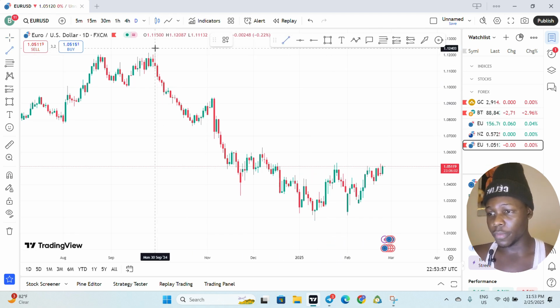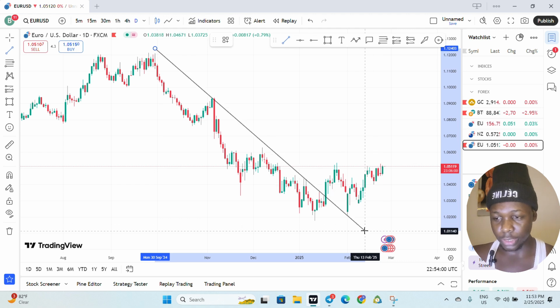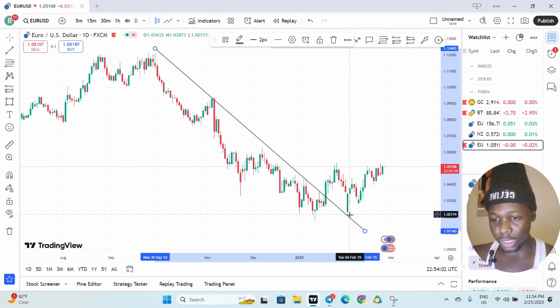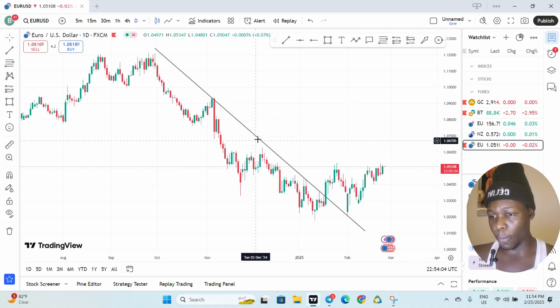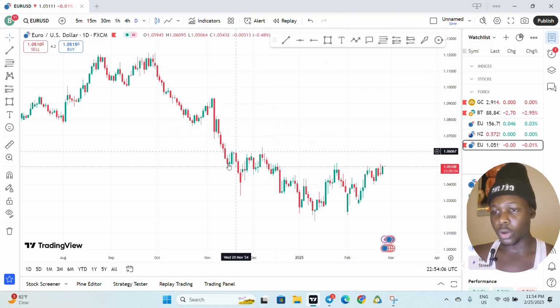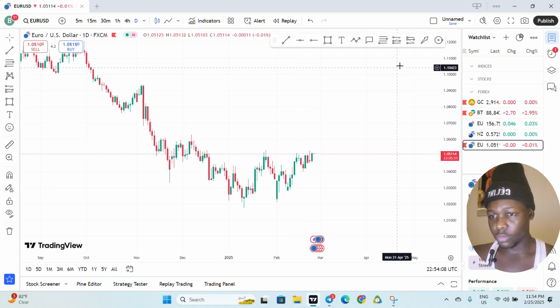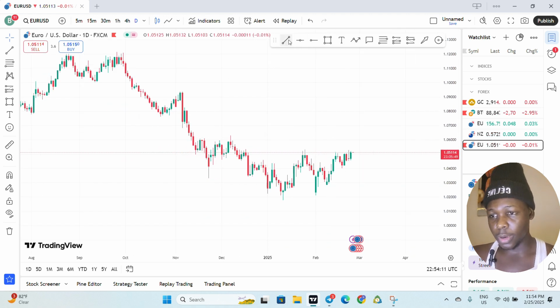So if you look here, the market has been in a downtrend, and then from the downtrend it broke out and then gave us a retest. The market is now pushing up to the upside. So how do we actually analyze this? First thing first, I mark out my support and resistance.